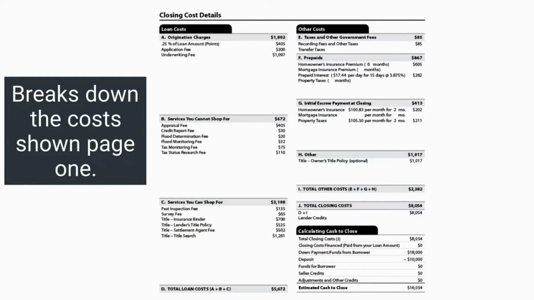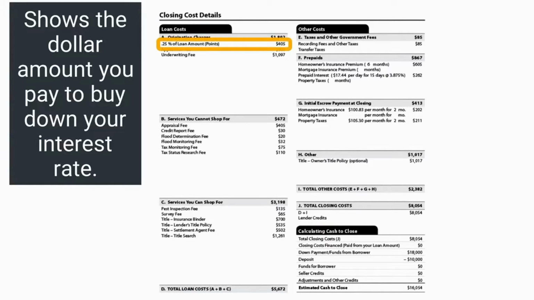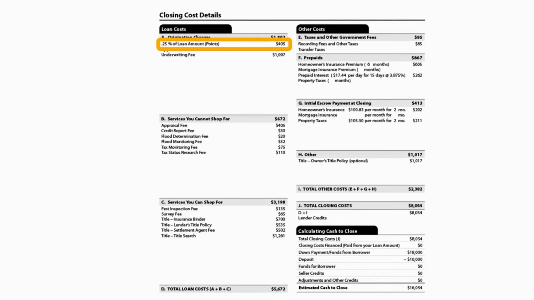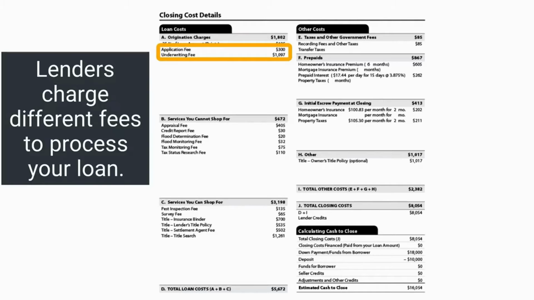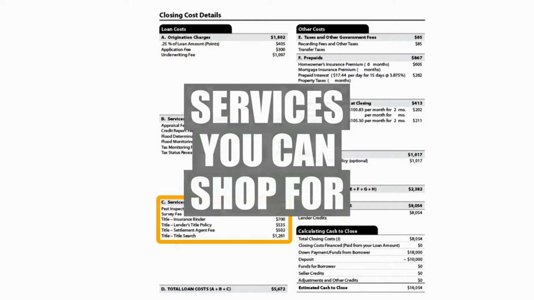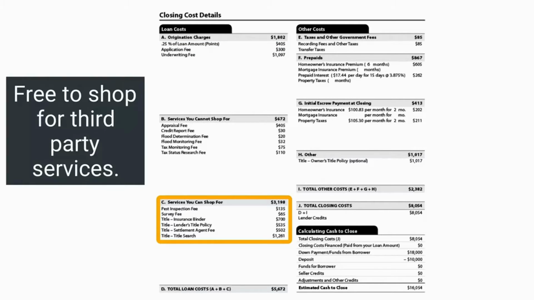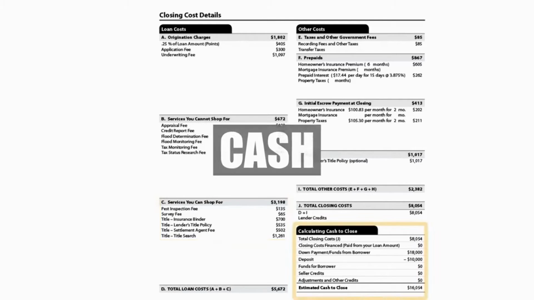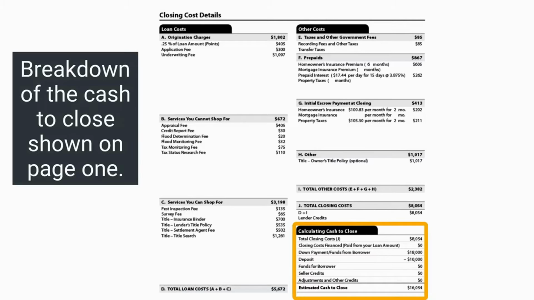The second page of the loan estimate breaks down the closing costs shown on the first page, but to better understand your interest rate and closing costs, you should look at points. This includes a dollar amount if you've paid any points to buy down your interest rate and actually receive the rate shown on page 1. Application and underwriting fees: lenders all charge different fees to process your loan. Services you can shop for: these are third-party services that are not set by your lender, but you're free to shop for the third-party providers. Calculation of cash to close: the box shows you a breakdown of your cash to close on page 1.